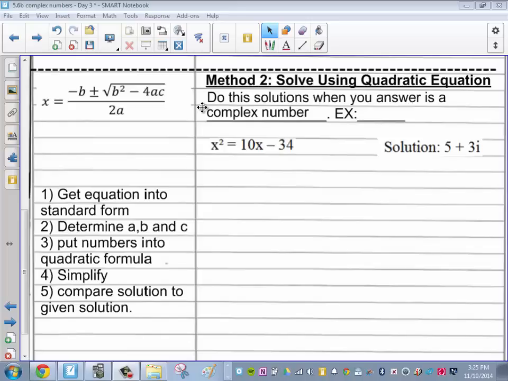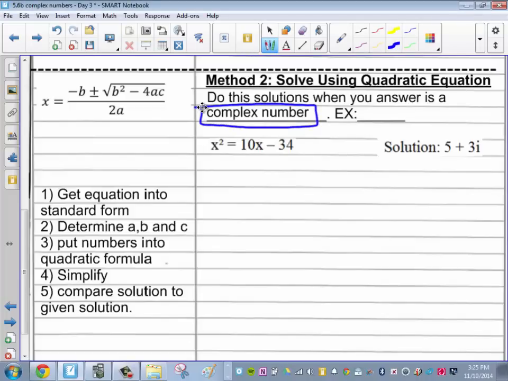And this way, when you want to use this, is when you're dealing with complex numbers, okay? Not just imaginary, but complex numbers, something that has a real and imaginary part. So an example would be 5 plus 4i, or 2 minus 3i, or something like that. When you got a complex number, it's really a pain in the butt.